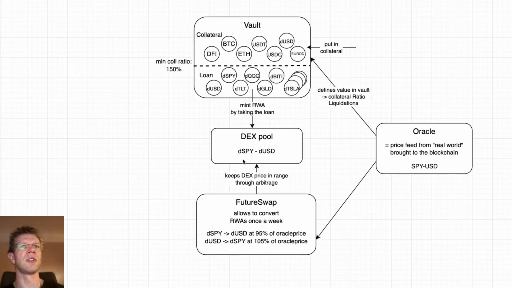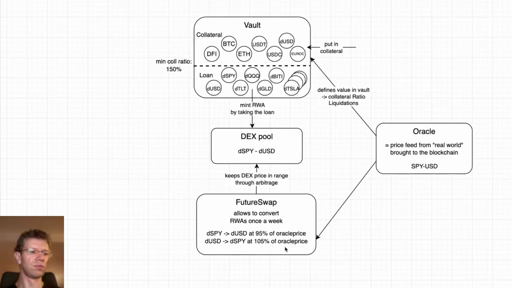Other way around, if it's at a 10% premium, you put in collateral, create the SPY, sell it on the DEX, take the DUSD that you get, the 10% premium DUSD, and swap or convert the DUSD back to the SPY at a 5% premium. So again, a 5% difference for you. You get the SPY, pay back your loan, get the collateral out, and have your 5%. So there is this arbitrage that leads to the DEX prices going back into the plus minus 5% range once a week.